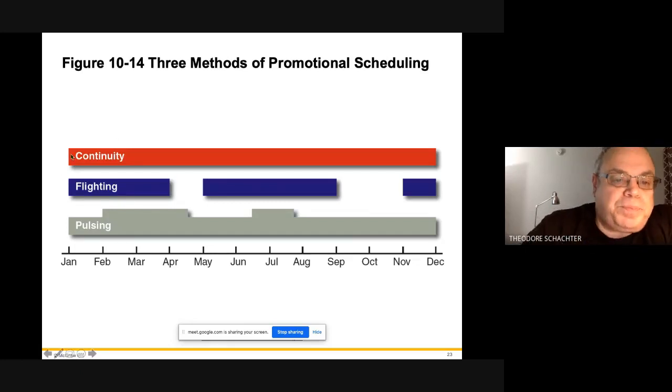So continuity, think of the word continuous. So with continuity, right here, the red, you're running the same schedule for the entire year without any changes. So if you have $1.2 million budget, you're running $100,000 a month for 12 months. No changes. There are products like that. For example, diapers. Babies are going to need diapers, the same number of diapers in February as they do in March, as they do in January.